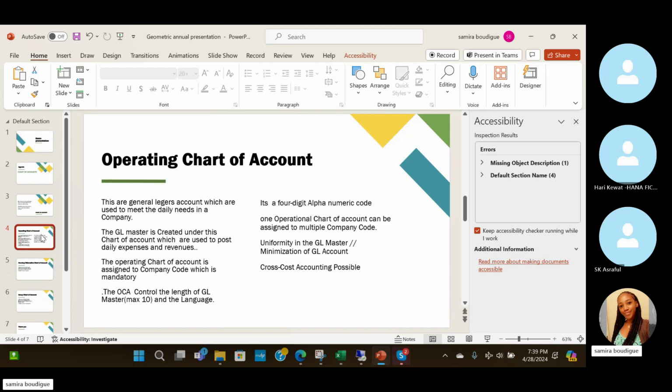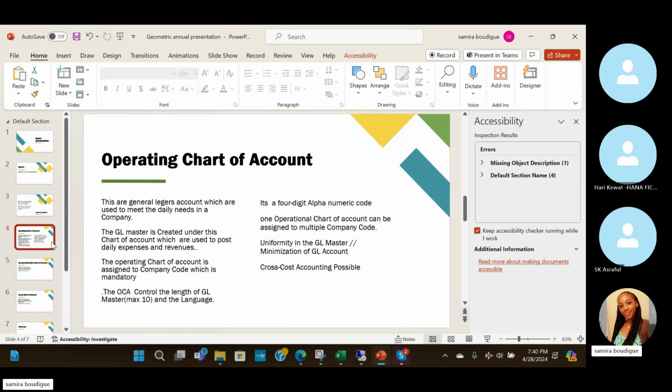Some of the advantages of the operating chart of accounts are uniformity in the general ledger master and minimization of general ledger accounts, because one operating chart of accounts can be connected to several company codes. Another advantage is that cross-company cost accounting is possible, where a company can be working internationally, and the general ledger of that company.